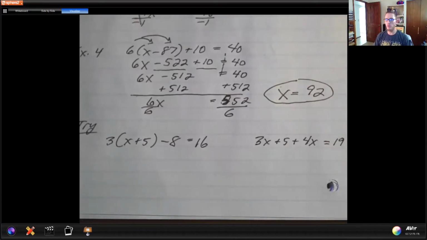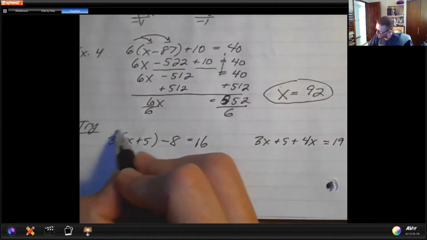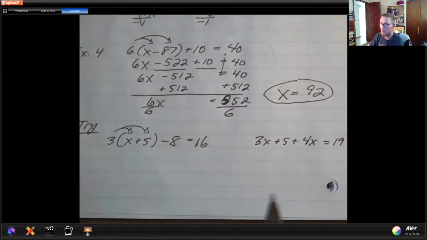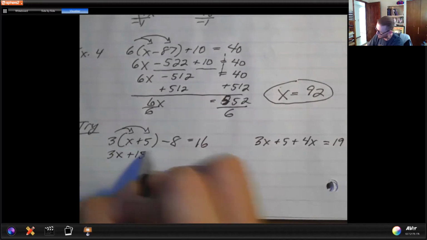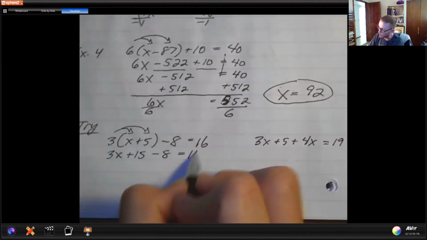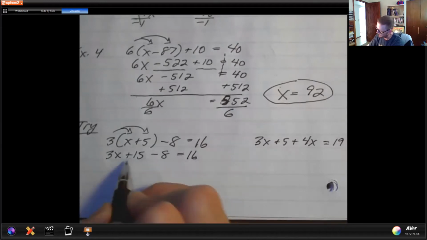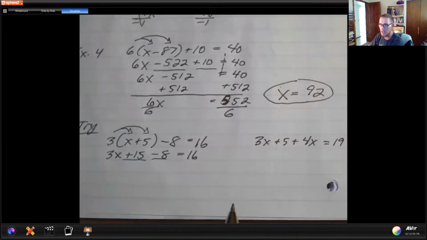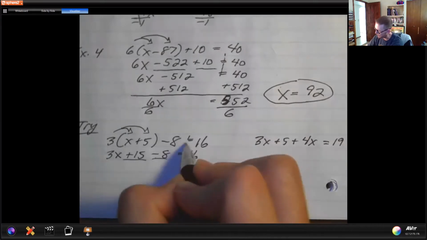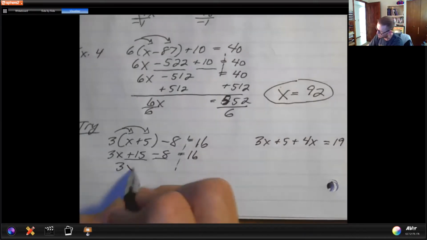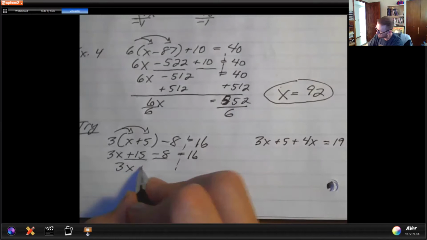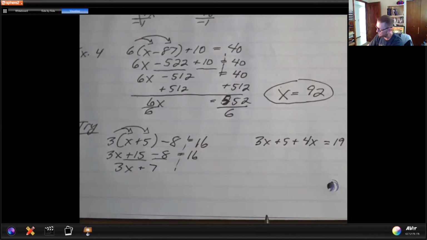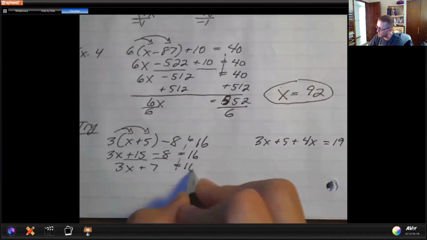Well, now that you guys have hopefully worked out both of these examples, let's see how you did. The first problem here wants me to distribute because I have to get rid of parentheses. So when I distribute the 3, it's going to be 3x plus 15. I'm going to bring down the -8 and bring down the 16. 15 and -8 are on the same side of the equals, so they can combine. So 3x, a +15 and a -8 is going to make a +7. Bring down the equals, bring down the 16.